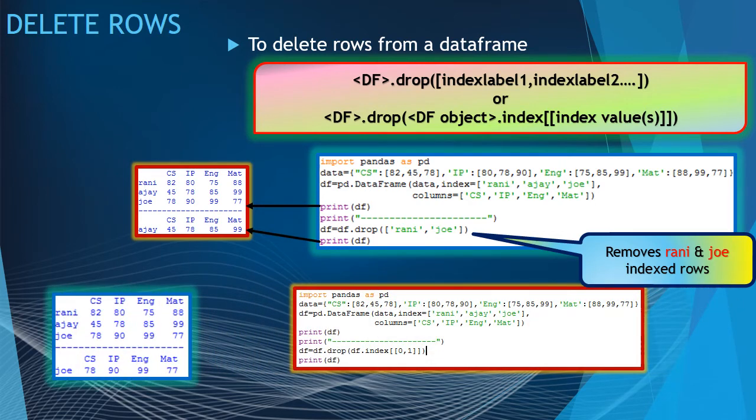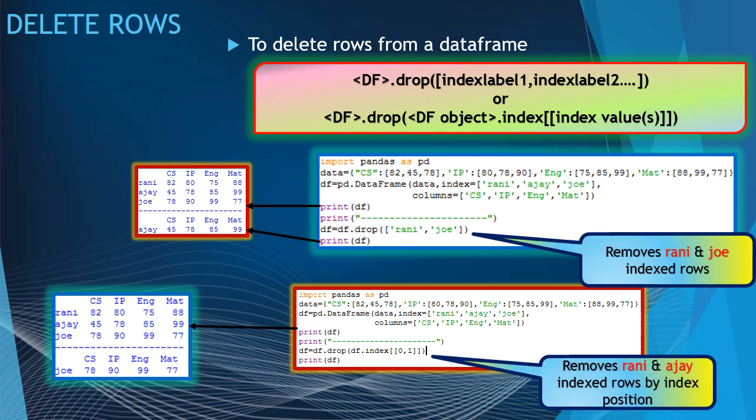And using the second formula, I'm going to delete two rows. So df.drop of df.index of 0 comma 1 enclosed by double square brackets as per the syntax. So the 0th row and first row, Rani and Ajay, are deleted from the data frame.